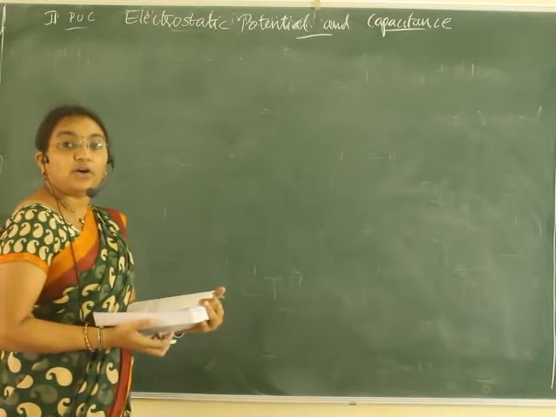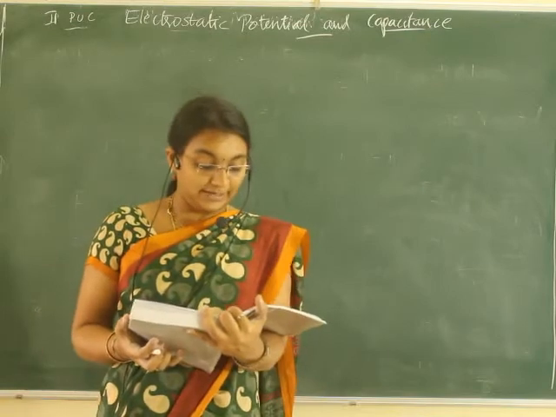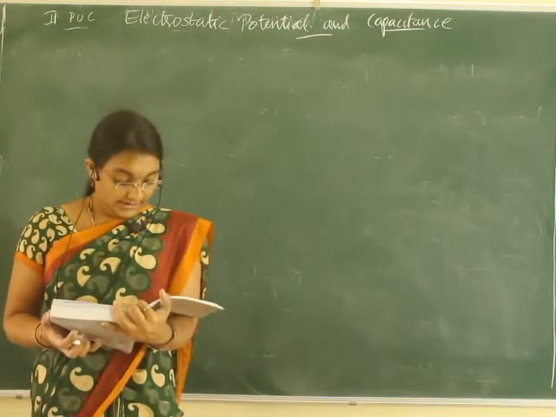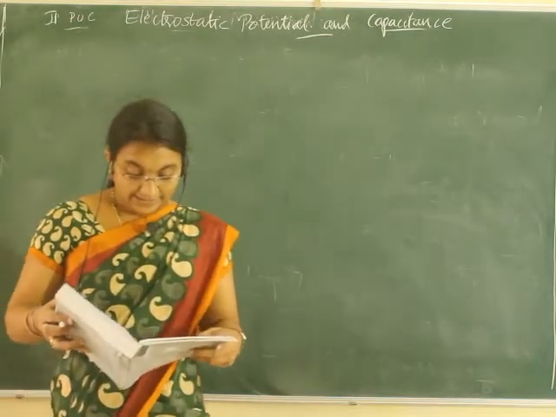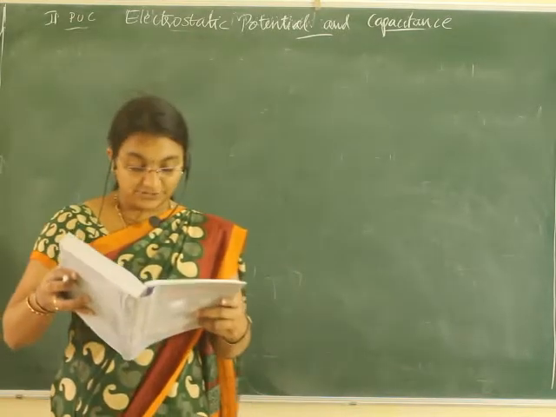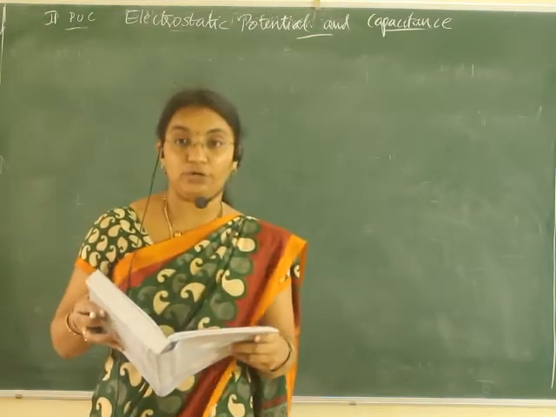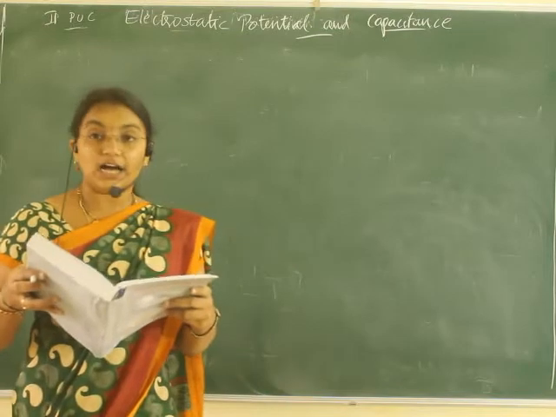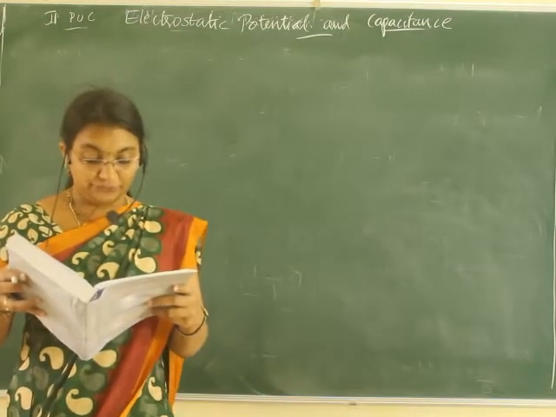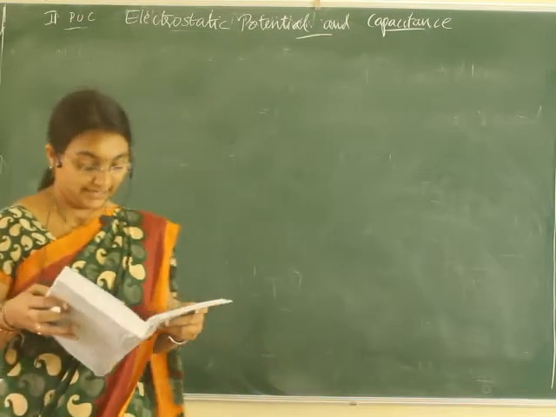A charged oil drop remains stationary when situated between horizontal parallel metal plates separated by 0.05 meter, and a potential difference of 2000 volt is applied between the plates. Find the charge on the drop if its mass is 1.5 into 10 to the power minus 14 kg.